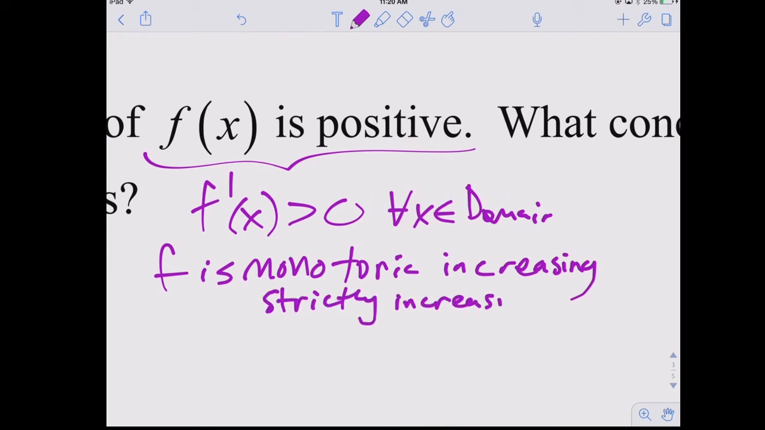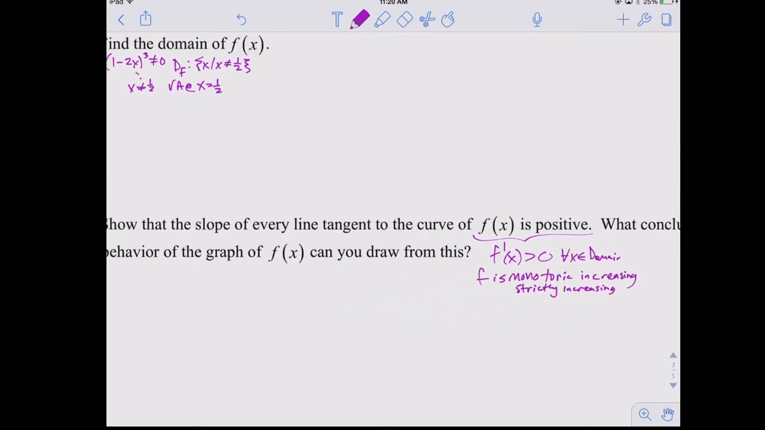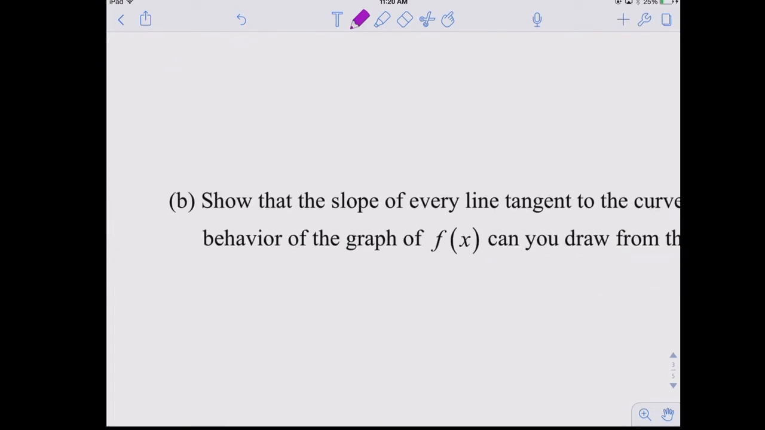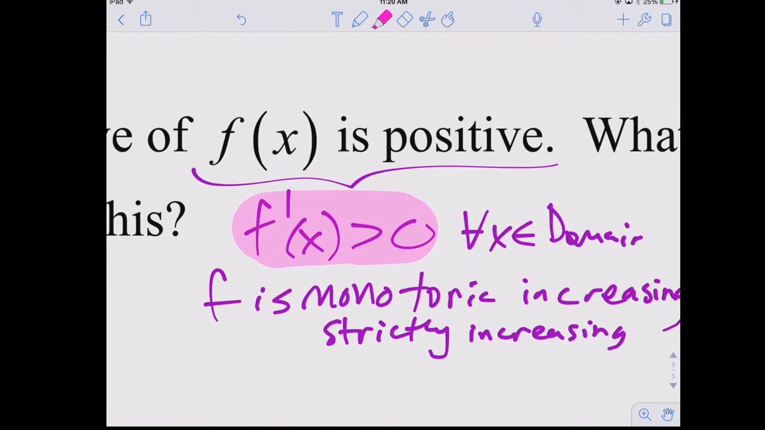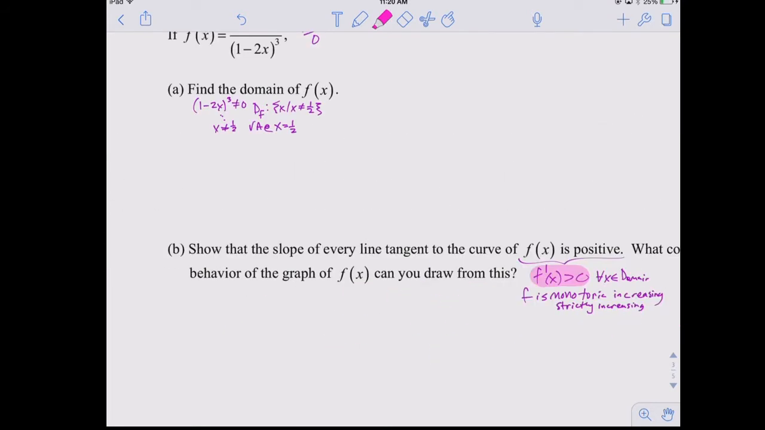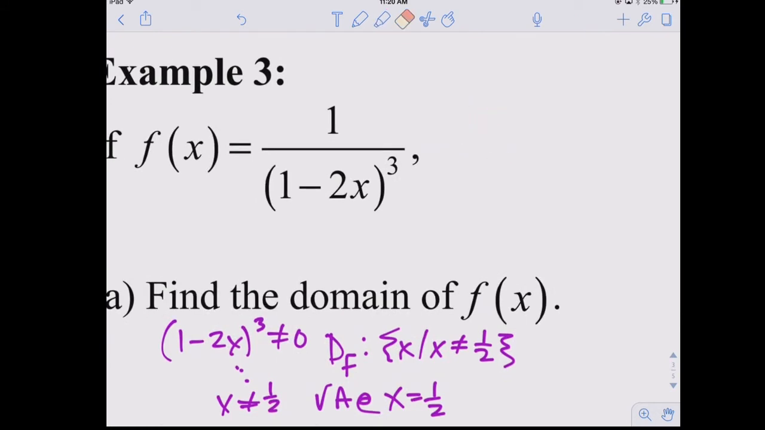So how can we show that? Should we just graph it and then draw arrows to the graph and say, look, monotonic increasing? How is the derivative going to help us with that? Well, I think I already said it, right? All we got to show is that the derivative is positive everywhere in the domain. So we need the derivative. Let's come up here where we can see it. You want to use the quotient rule? I don't either.